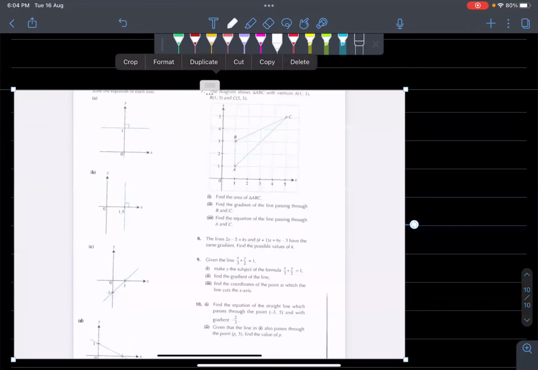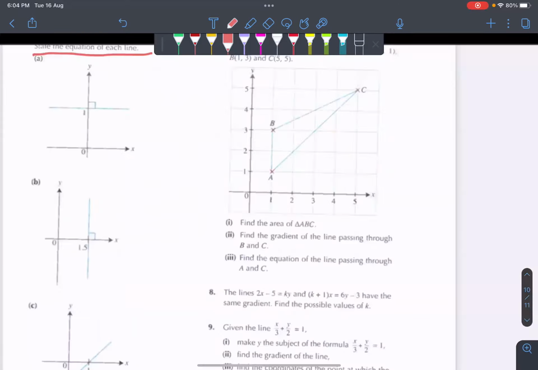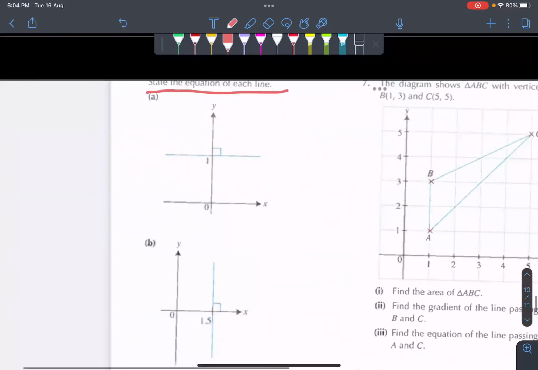Now this question is: state the equation of each line. Can somebody tell me the equation of the first, part A? You can go and check your notes. It's a horizontal line. How do you know it's a horizontal line? A horizontal line will be perpendicular, at 90 degrees, to the y-axis. Similarly, a vertical line will be at 90 degrees. So if it is not mentioned in English whether it is horizontal or vertical, some hint will be given.